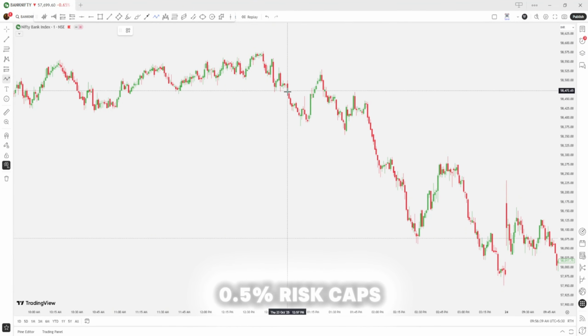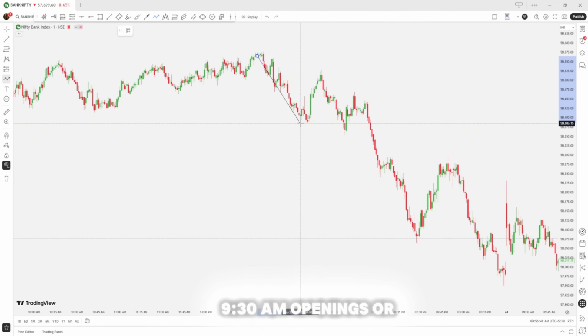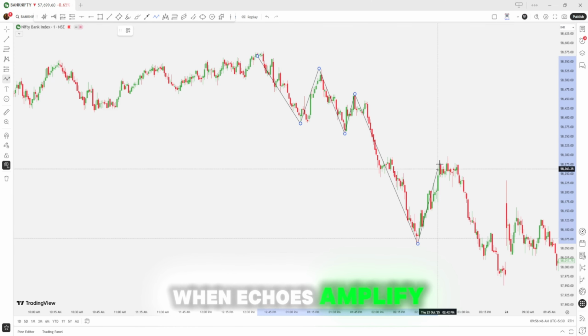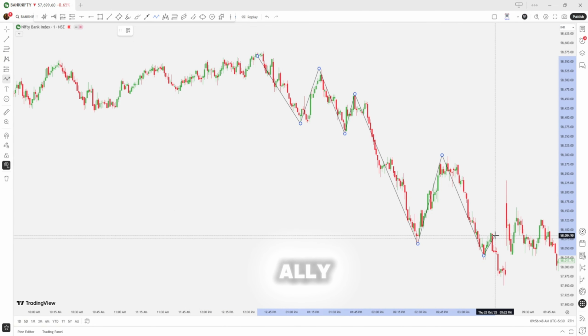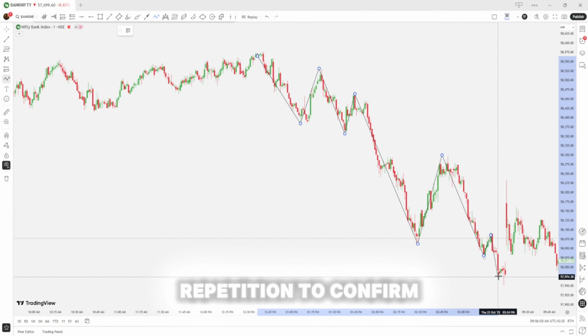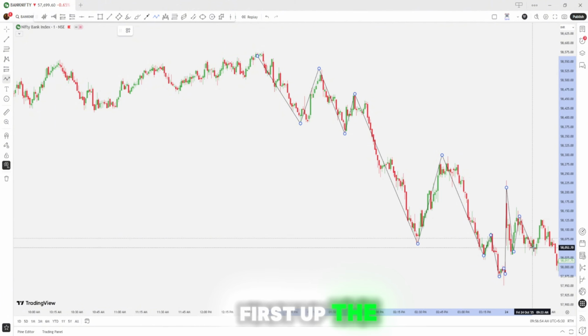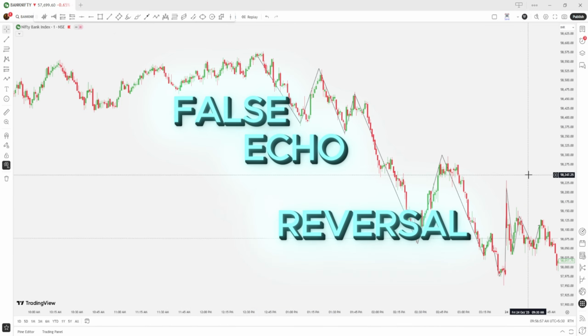Trade them with 0.5% risk caps, honing in on 9:30 a.m. openings or 2:30 p.m. London surges when echoes amplify. Patience is your ally. Wait for the repetition to confirm, or the market will echo your losses right back at you. First up, the false echo reversal.